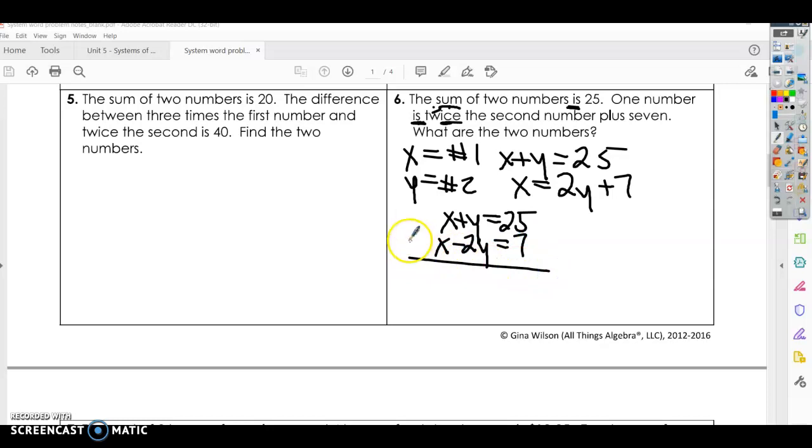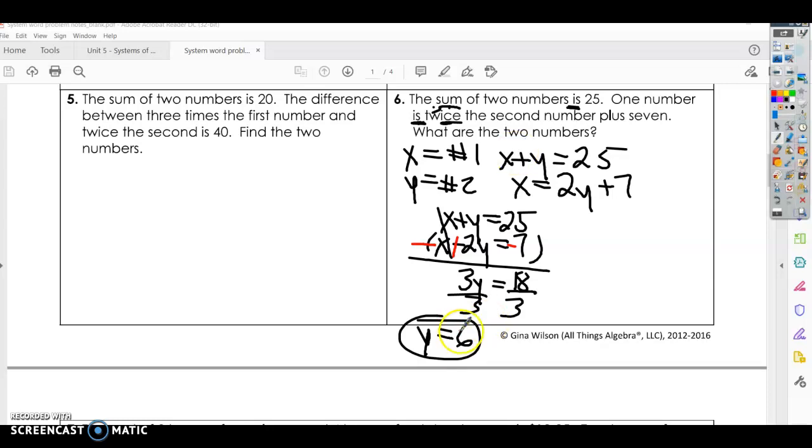All right, so now I'm going to subtract the second equation, and my x's will eliminate. So let's subtract. That means I add here, and it means I subtract here. So x plus negative x eliminates. This time I'm going to eliminate my x's. So I've got y plus 2y is 3y. And then I've got 25 minus 7, or 18. So y equals 6. And then I've got to plug that back in to find x.